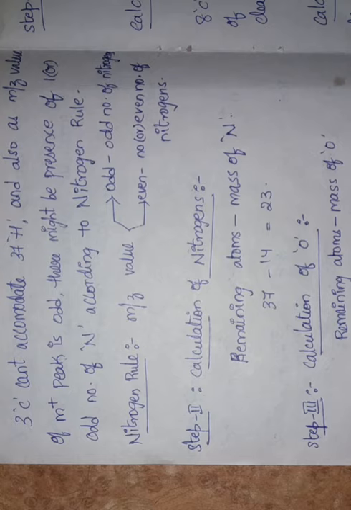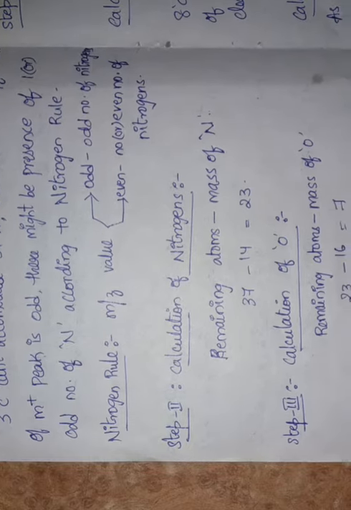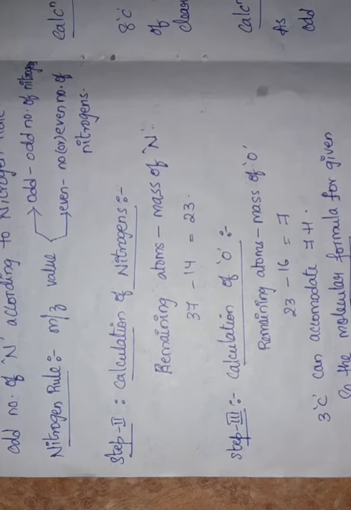Also, as you can see, the m/z value of the M peak is odd, that is 73. So there might be the presence of one or an odd number of nitrogens according to the nitrogen rule. The nitrogen rule is nothing but based on the m/z value of the base peak. If it is odd, then there is an odd number of nitrogens like 1, 3, 5 and so on. And if it is even, there might be no nitrogen or an even number of nitrogens like 2, 4, 6, etc. And then we will calculate the presence of nitrogens.